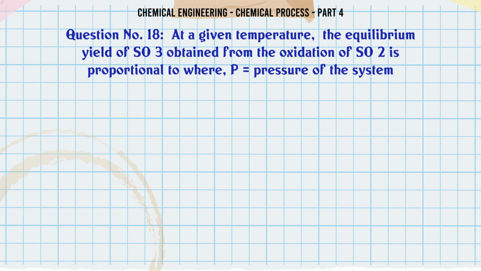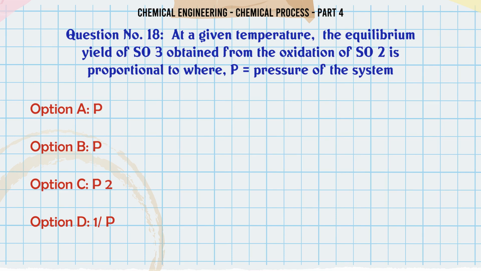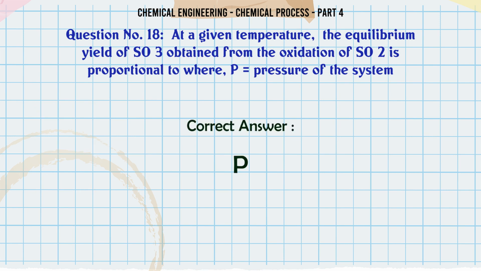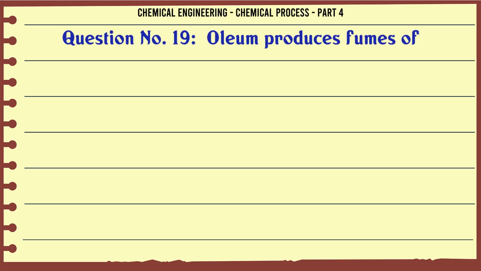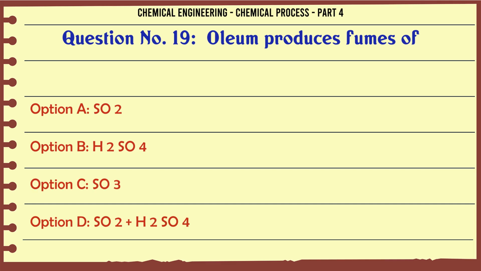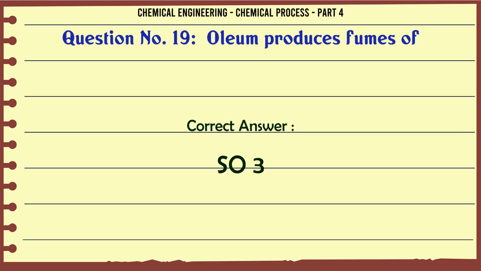At a given temperature, the equilibrium yield of SO3 obtained from the oxidation of SO2 is proportional to √P, where P is the pressure of the system. A. P, B. √P, C. P², D. 1/P. The correct answer is √P. Oleum produces fumes of A. SO2, B. H2SO4, C. SO3, D. SO2 and H2SO4. The correct answer is SO3.